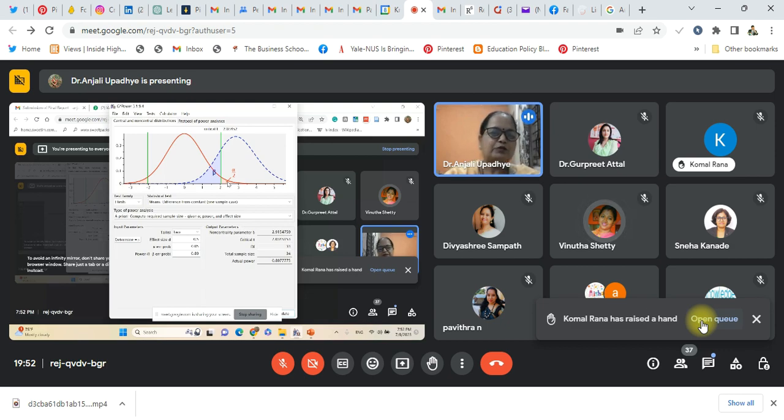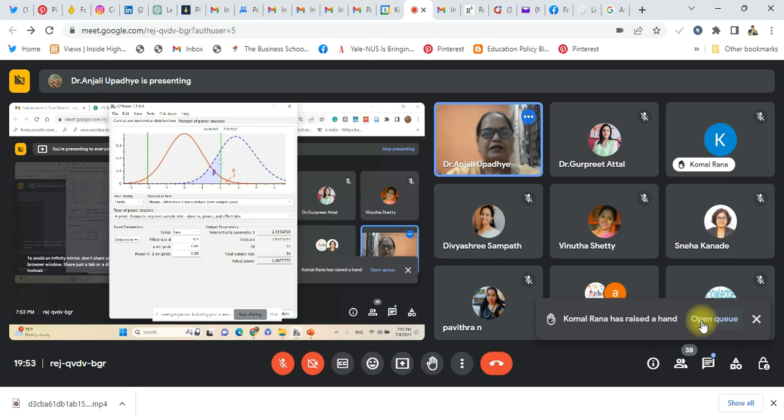Therefore, this 2.5% at the right hand side, alpha by 2, and the left hand side, alpha by 2, these two together will give us the alpha level of 5%. Therefore, I can see the rejection region over here. If I reject my hypothesis, then the hypothesis is rejected from this alpha by 2 area and this alpha by 2 area. Now, this is my 0.80 power of test.